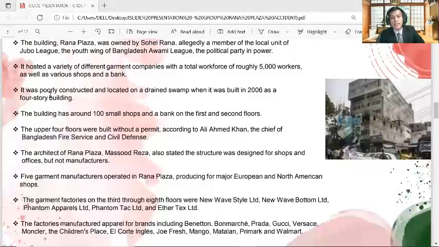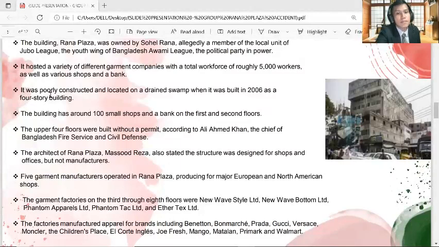Other architects emphasized the danger of putting factories inside a structure built only for stores and offices, warning that the structure might not be able to withstand the weight and vibration of heavy machinery.